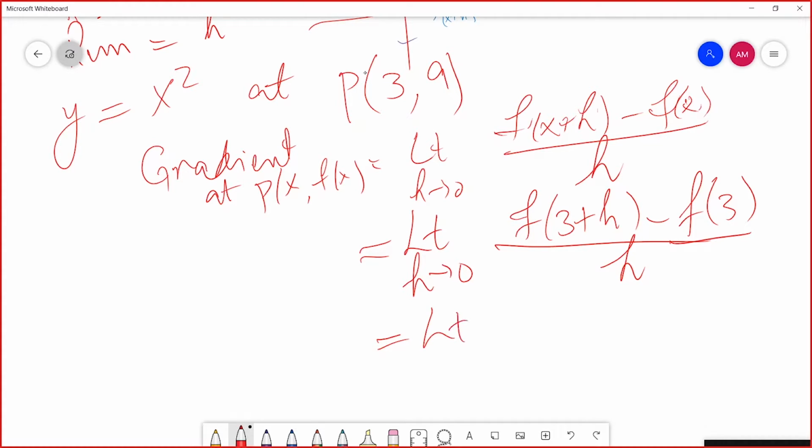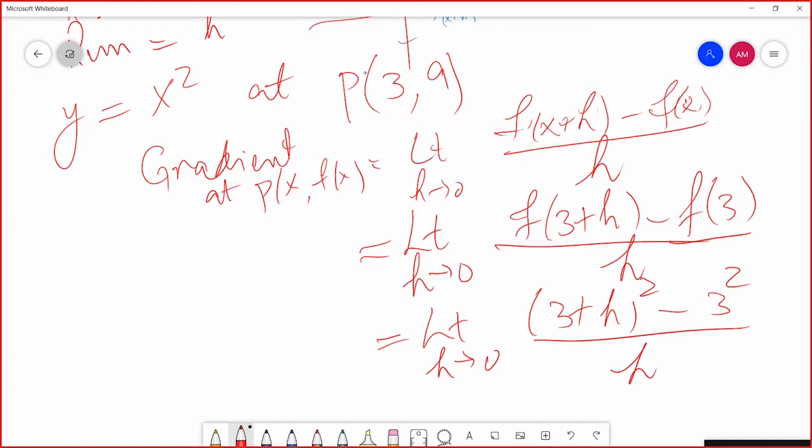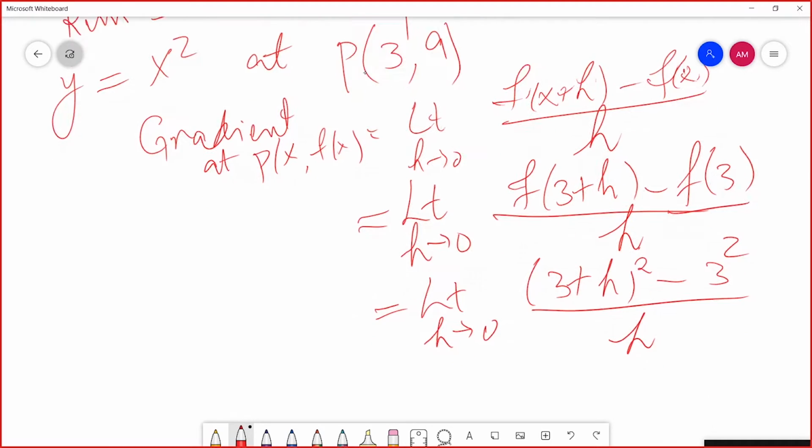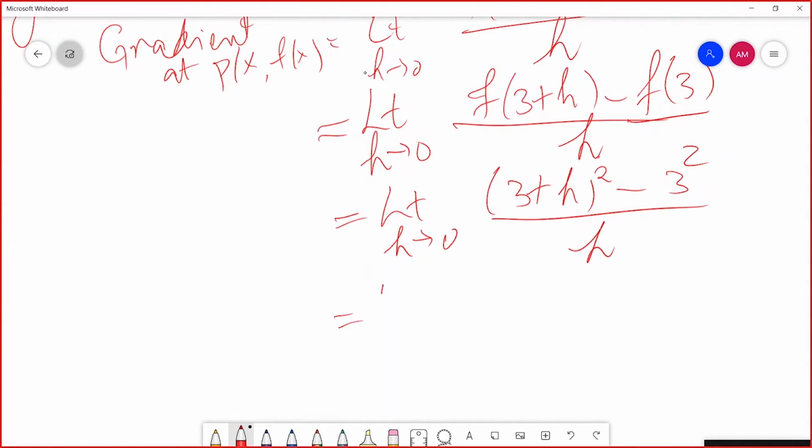So it would become limit h tends to 0, (3 plus h) whole square minus 3 square over h. Do you understand this? This is a tricky part where some of the students have a problem. Have you understood this or no? Yes, I understood this. So this becomes limit h tends to 0.